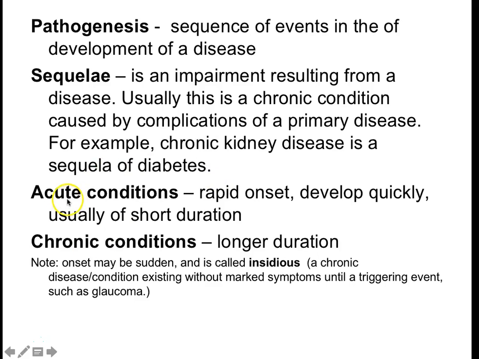And then we get into acute versus chronic. So acute is sudden, rapid onset. It tends to be focused as far as hours or days, perhaps weeks, that's about it. Chronic conditions are going to be months, years, decades.